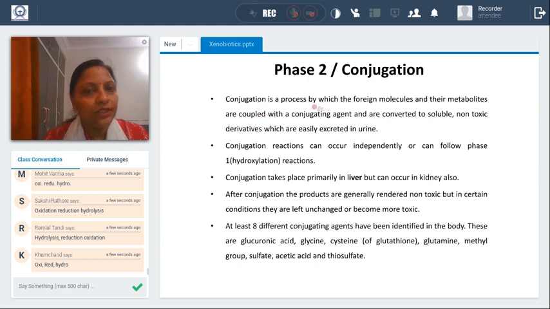So, conjugation is a process by which the foreign molecule and their metabolites are coupled with a conjugating agent, and by this conjugation, it is converted into soluble non-toxic derivatives which are easily excreted in urine. Conjugation reaction can occur independently or can follow phase 1 hydroxylation reaction. You all know oxidation is the most frequent and most common reaction. After this oxidation, the conjugation reaction occurs. Conjugation takes place primarily in liver but can occur in kidney also. After conjugation, the products are generally rendered non-toxic, but in certain conditions, they are left unchanged or become more toxic.